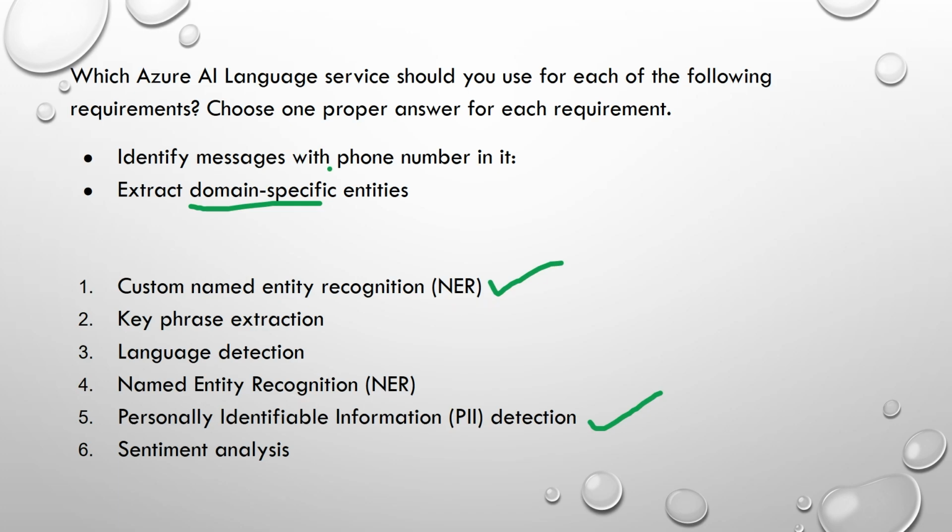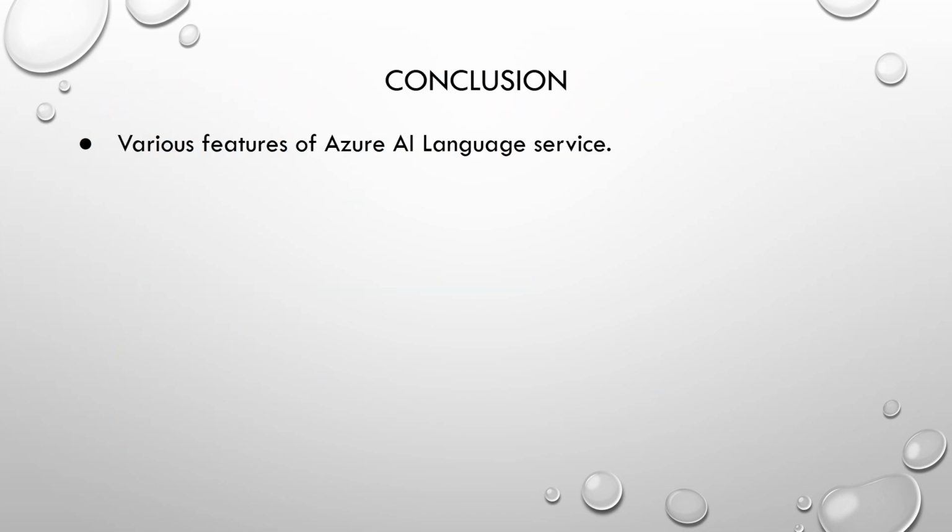So to identify phone number, we use PII detection feature, and to extract domain specific entities, we use custom named entity recognition. Now what did we learn from this video? We learned various features offered by Azure AI Language Service.